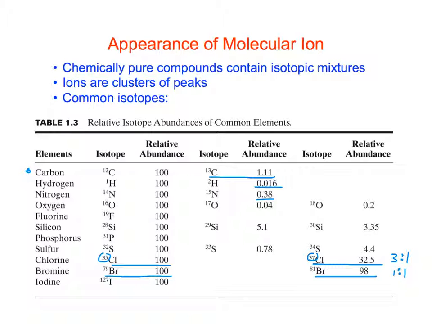All right, so these two especially are really the easiest to pick out. But there are some of these other ones. Silicon, if you had it, you'd have some different peaks. Look at that, it has an M+1 at 5.1, M+2 at 3.35. So they would play into it. Oxygen has oxygen 18 at 0.2%. Okay, so all of these would play into the relative abundances of the cluster of peaks that we see for an ion.